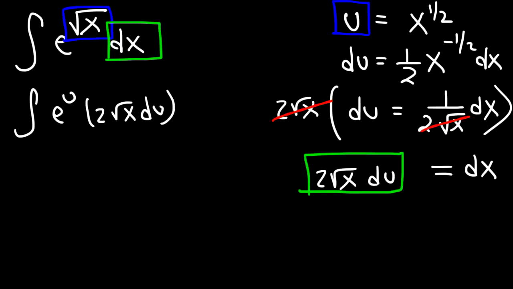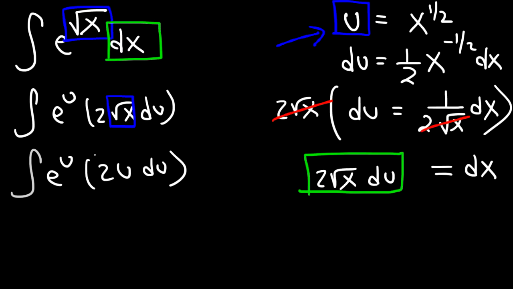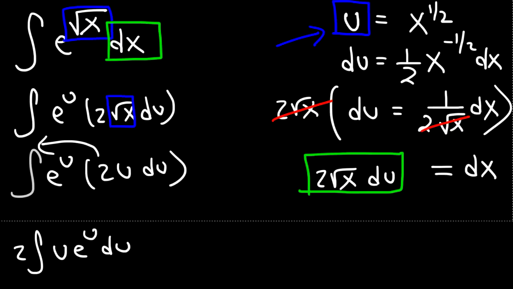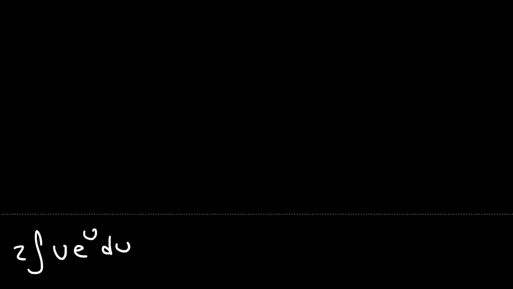Now we can replace the square root of x with u again. So this is going to be e to the u times 2u du. And so I'm going to move the constant to the front. So I have 2 integral u e to the u du. Now let's just get rid of this to make more space. And let's rewrite this expression since we're going to use it later.